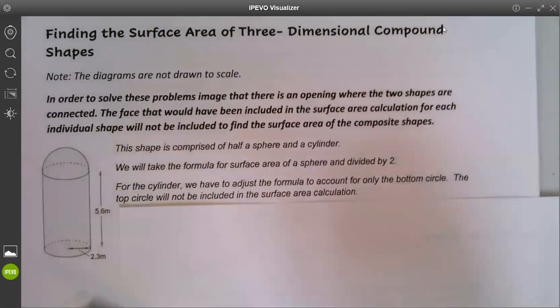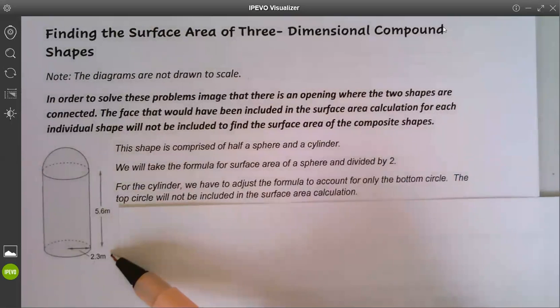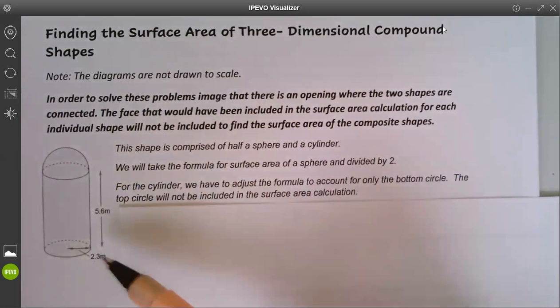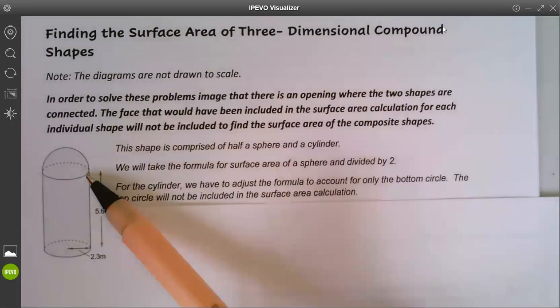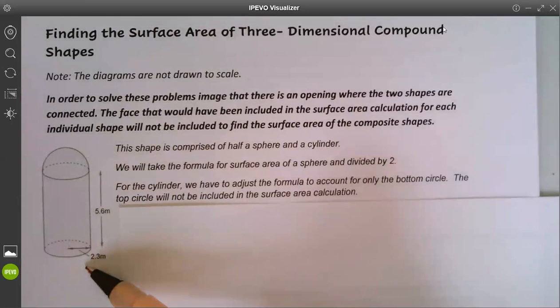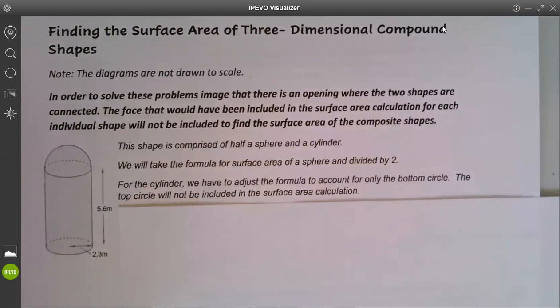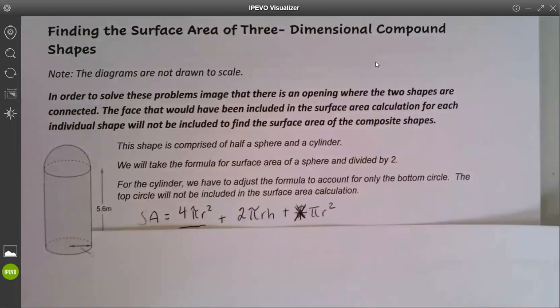So first of all, in this example, we have the cylinder on the bottom and a half sphere on the top. Both shapes have a radius of 2.3. So in order to come up with the surface area, we are going to use the surface area formulas for each individual shape, but we are also going to adapt them to include or to remove faces that we will not be using.